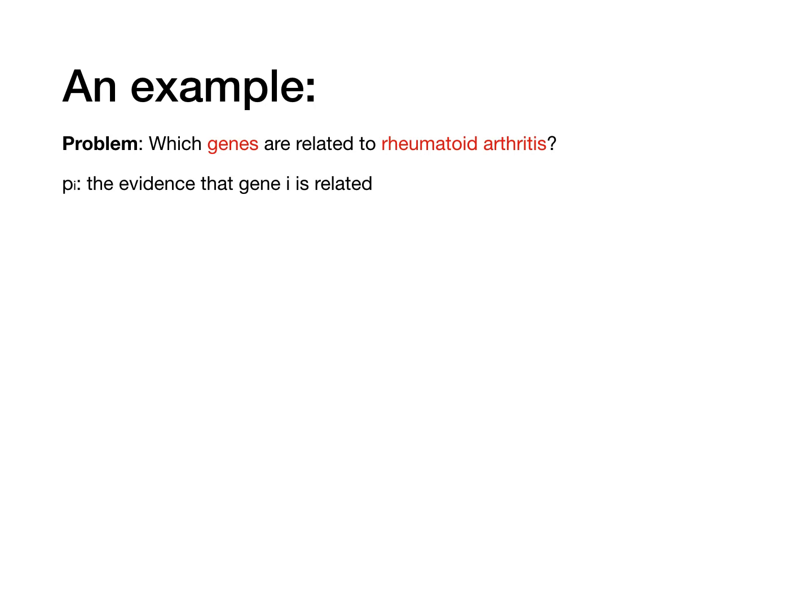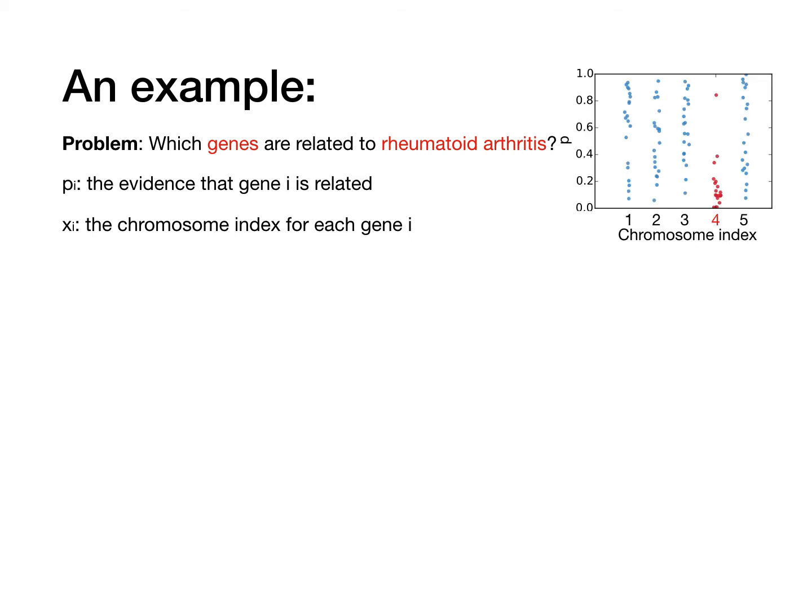Consider the following example. Suppose we are interested in which genes are related to a disease called rheumatoid arthritis. It is believed that the related genes are close to each other in location in the chromosome. So we have a p-value for each gene, and as the hypothesis feature, let us consider the chromosome index for each gene. We may observe something like this.